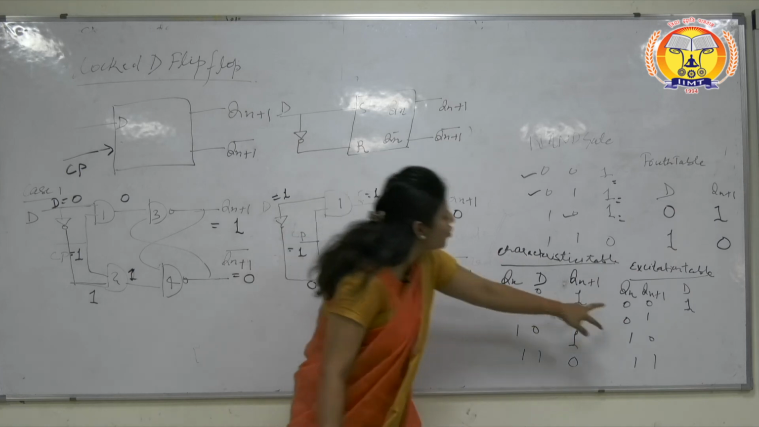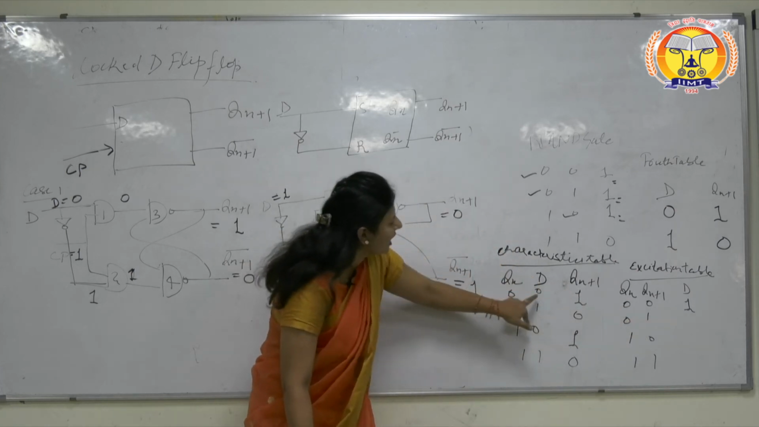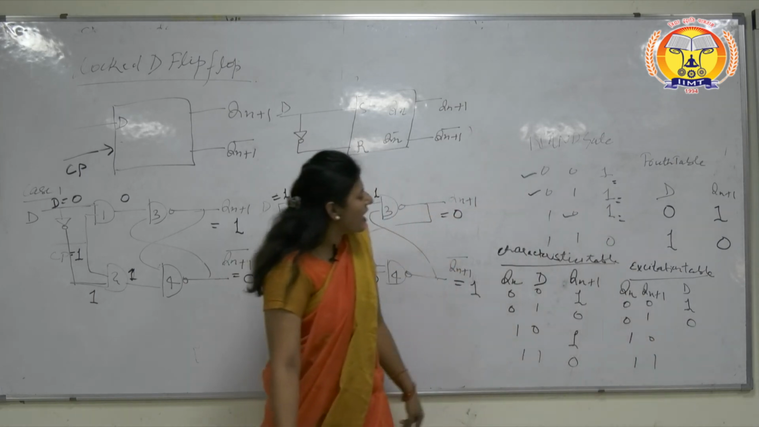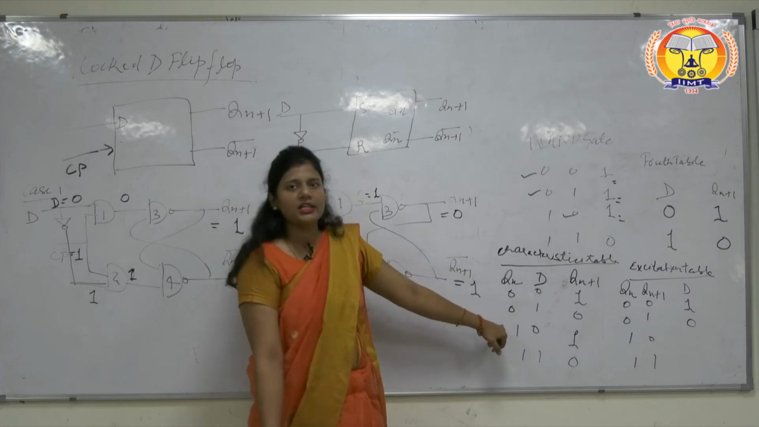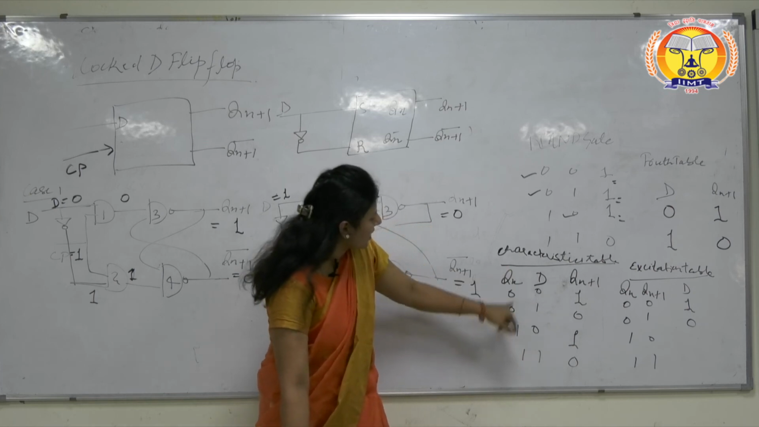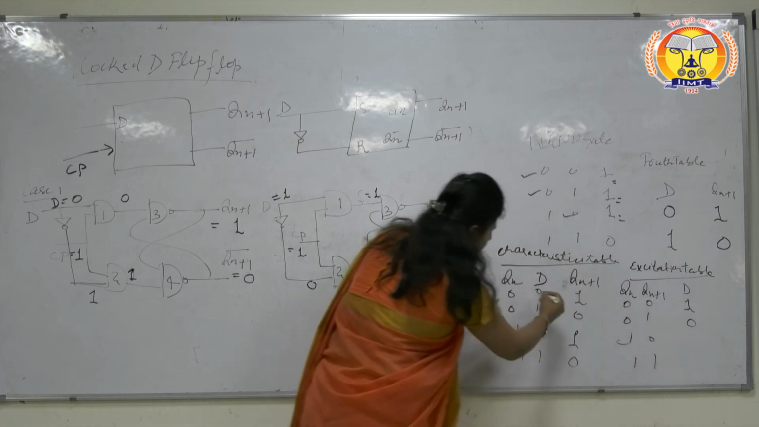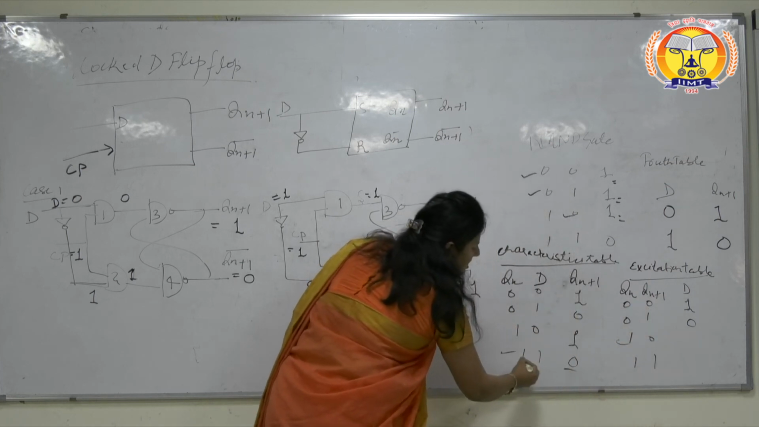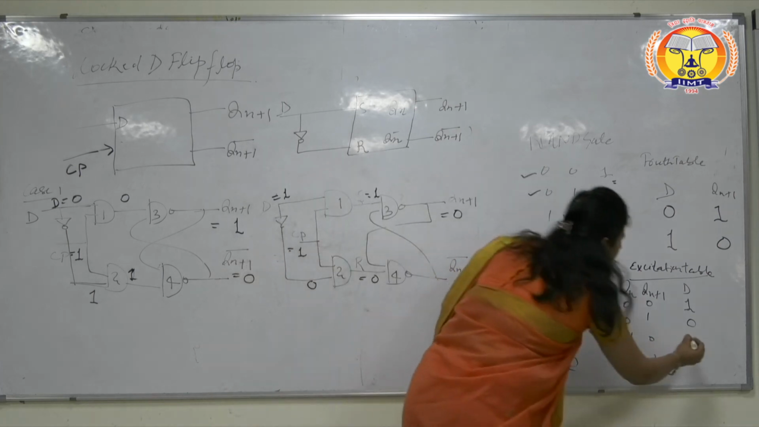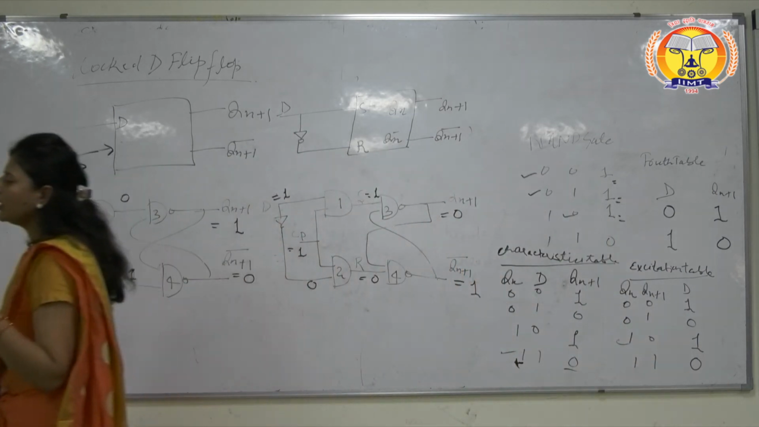Next case, if Qn is 0 and Qn plus 1 is 1, then D equal to 0. So we can write it over here the value 0. Again, the 1 0 situation is showing Qn is 1 and Qn plus 1 is 0, then D value is equal to 1, and in the next case we will get the value 0. That is the excitation table for the D flip-flop.